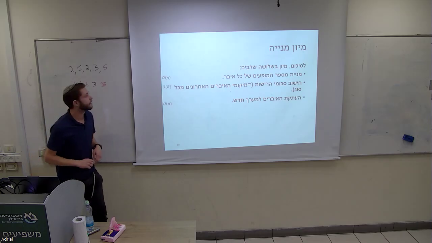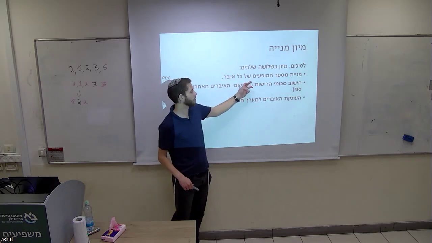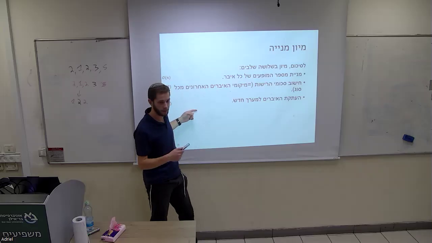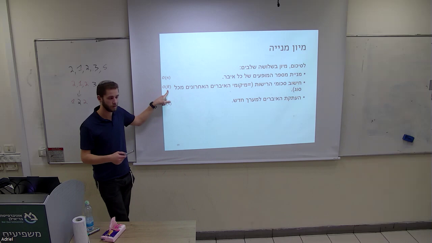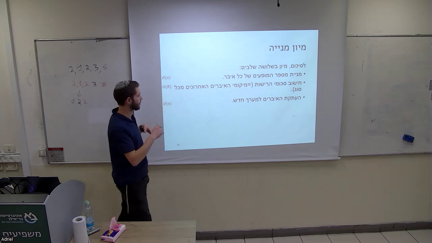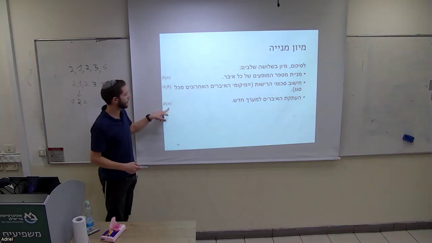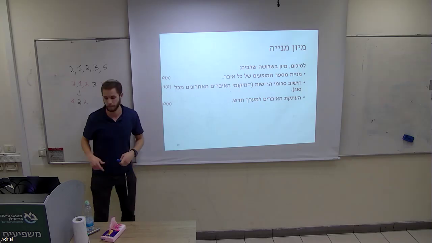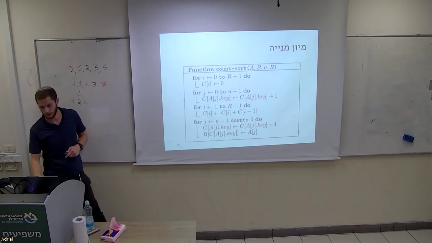Okay, so the runtime: first, counting it, we go through the original array, let's say n. Then we go through the C array, the helper array, and that is the size of R, the range, because we have to have all the elements of the range. And then we copy all the elements to the new array. Total runtime is n plus R.